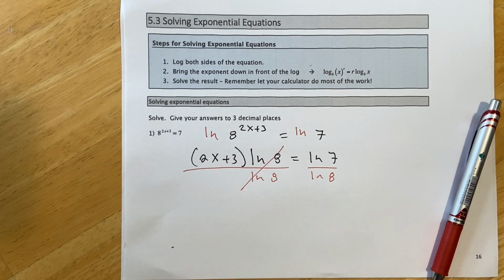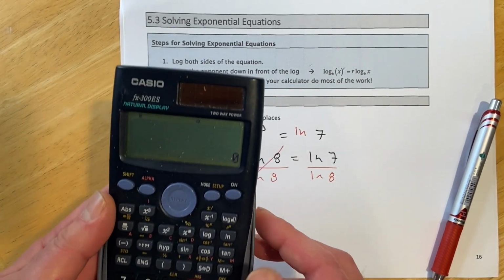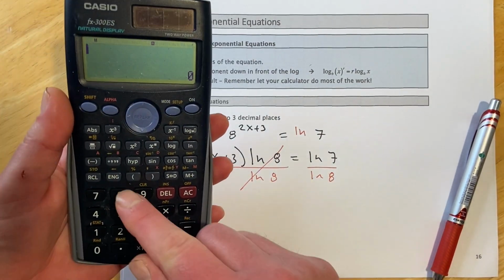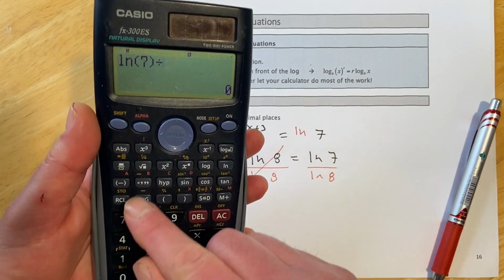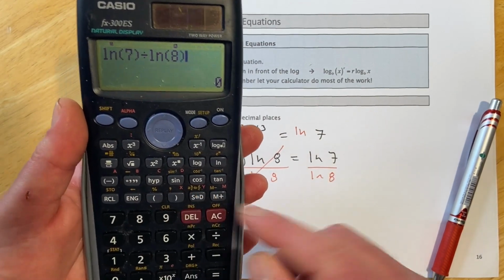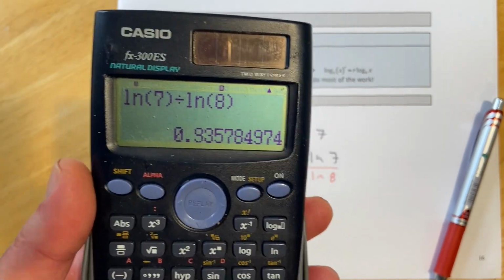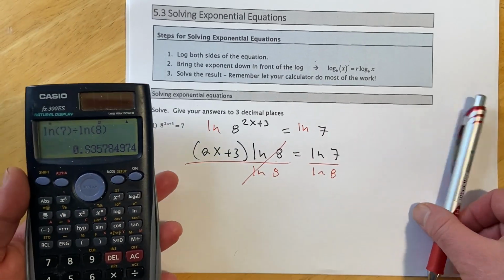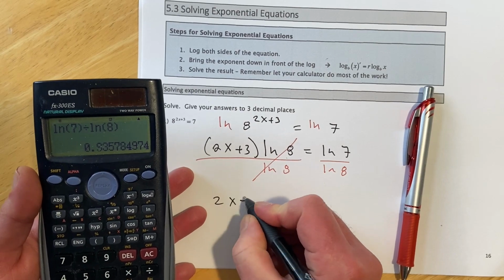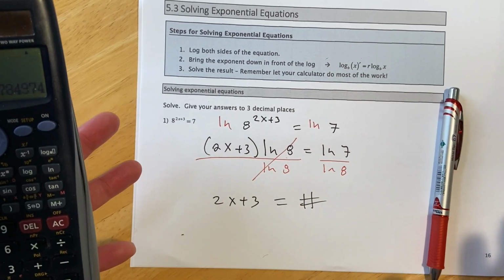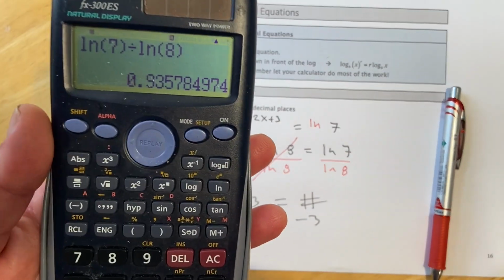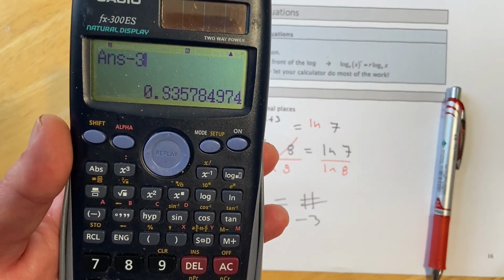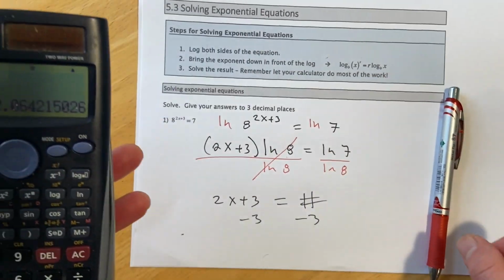And then this is where you want the calculator to do most of the work. So let me bust out a calculator. So we're just going to go natural log of 7 and then divide that by natural log of 8. And then I made that a number. And so now I have this number that I'm not going to write down. I'm just thinking of it as the number. And then the next thing I would do is subtract 3, right? So on the calculator, I'm just going to go, okay, cool, minus 3. And I'm letting it keep track of all those decimals for me.